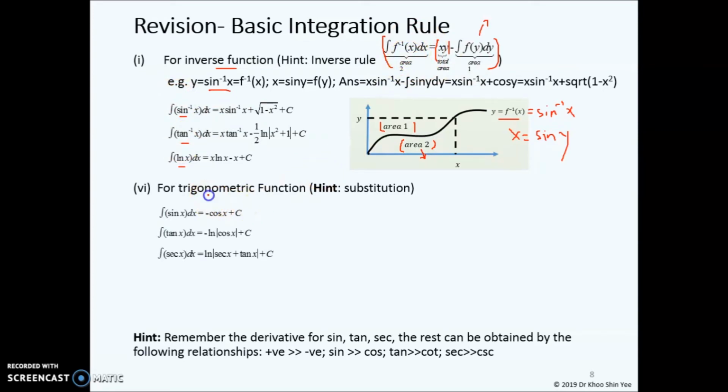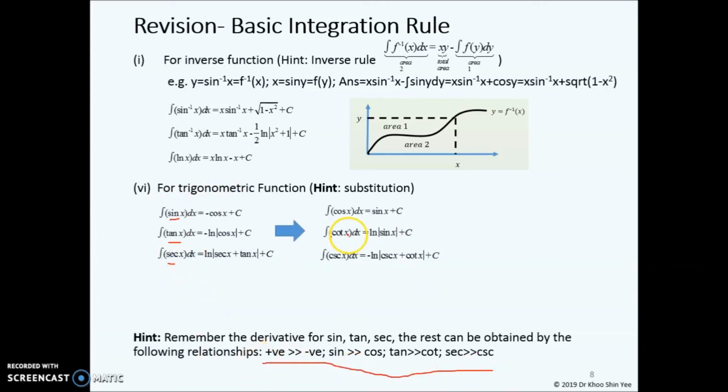Next, you have trigonometric function. Don't forget the integration for sine, tangent, and secant. And by using this relationship, you should be able to obtain the integration for cos, cotangent, and cosecant.